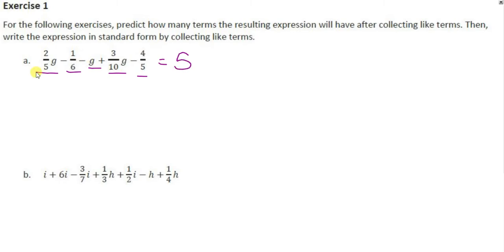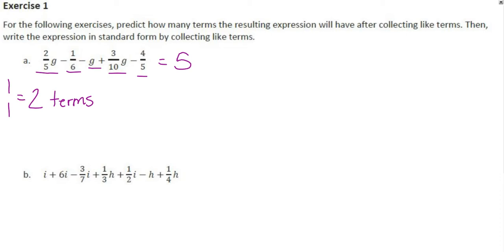Now, what terms can we combine? 2/5 G, G, and 3/10 G. So those 3 terms are going to combine into one term. All right, so that means we got one term here. Now, what about these 2 here, 1/6 and 4/5? You're right, those can combine as well, so that's another term. So in terms, we actually have 2 terms here.